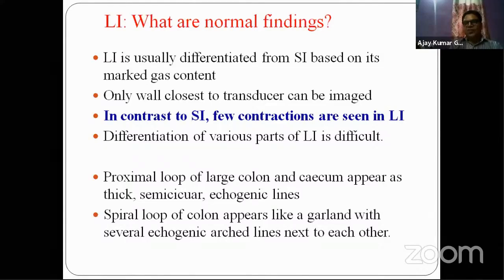The motility of the large intestine is not as prominent and frequent as in the case of the small intestine. However, differentiation of various parts of the large intestine is difficult based on ultrasonography alone. The proximal loop of the large colon and cecum appear as thick semicircular echogenic lines in the paralumbar fossa or just ventral to the paralumbar fossa. And the spiral loop of the colon appears like a garland with several echogenic arched lines next to each other.